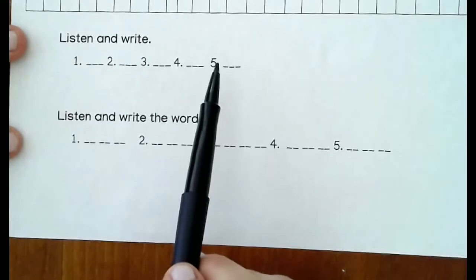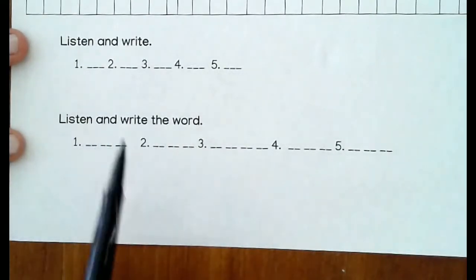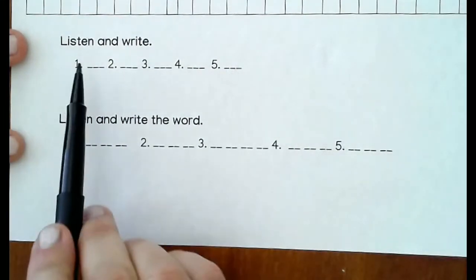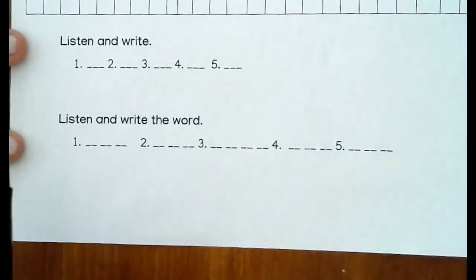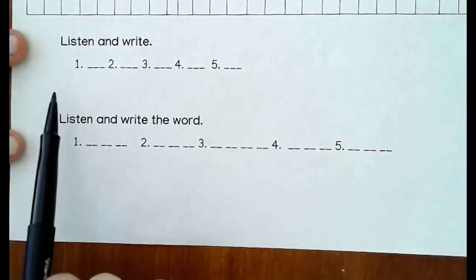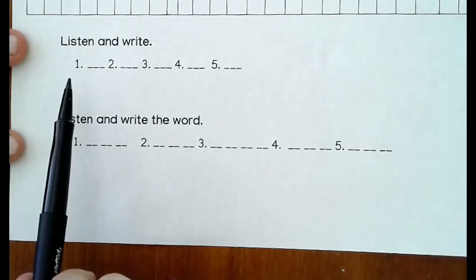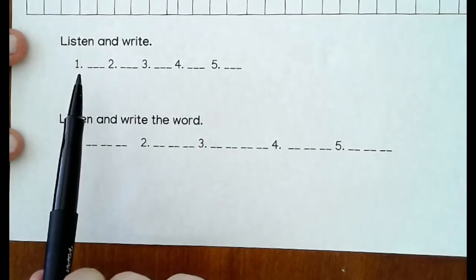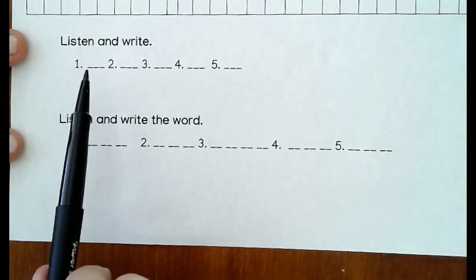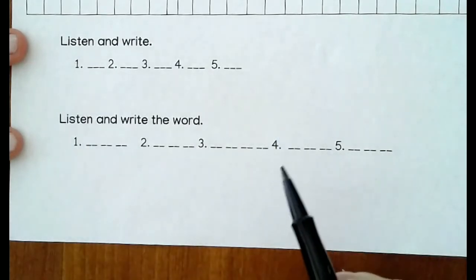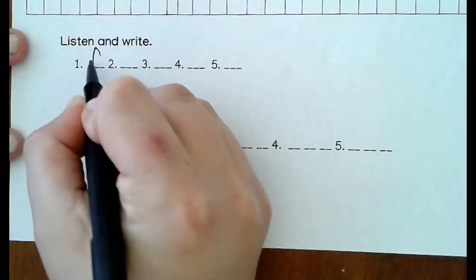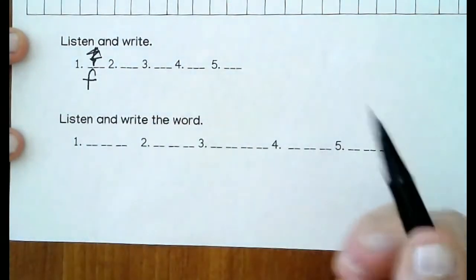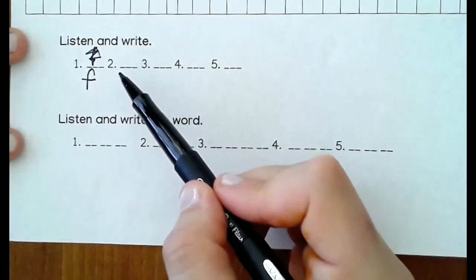Listen and write. I will say a sound of one of the letters. You listen and write that letter. We'll do number one together, and then you finish yourself. Number one. Where is it? Oh, there it is. Number one. F. What letter? F. It's not a very good F. Let's read it again. Carefully this time. Much better. F. Okay, number two.